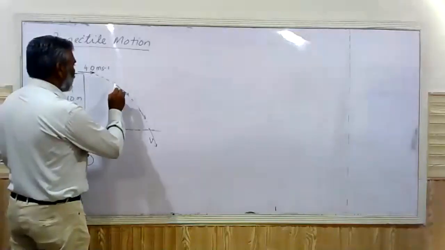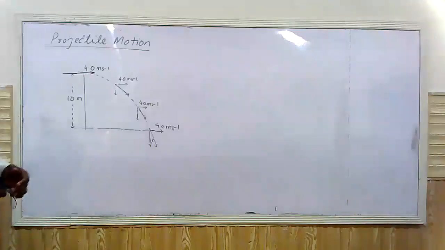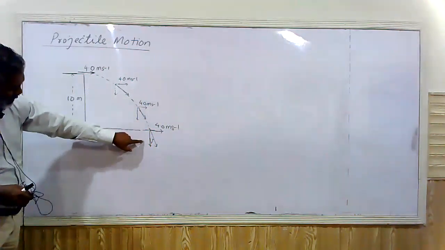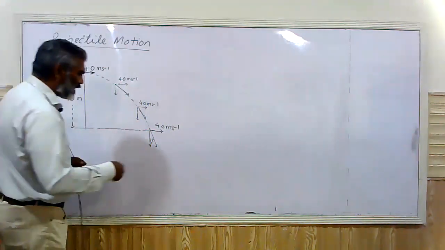The important thing is that at all positions, the horizontal component of velocity remains 4 meter per second. Even on hitting the ground, it is exactly 4 meter per second, the horizontal component of velocity. But what about the vertical? For an object which is dropped from a small height, the vertical velocity increases. That means the rate at which the vertical component increases is the same, 9.81.